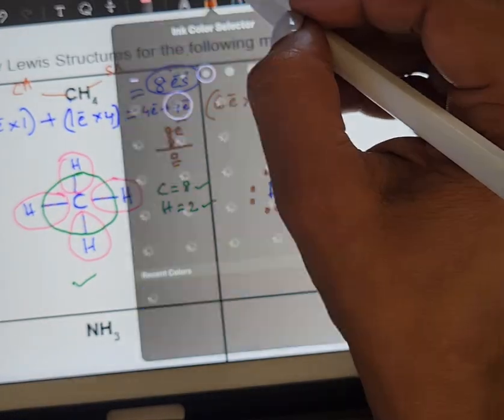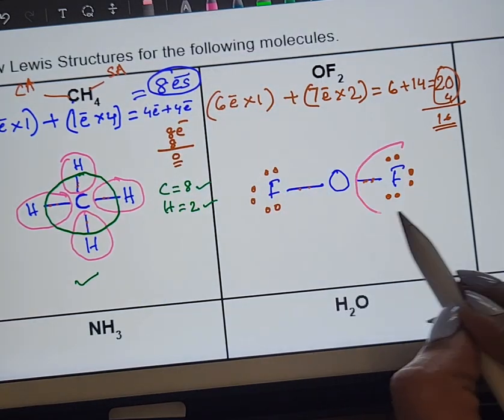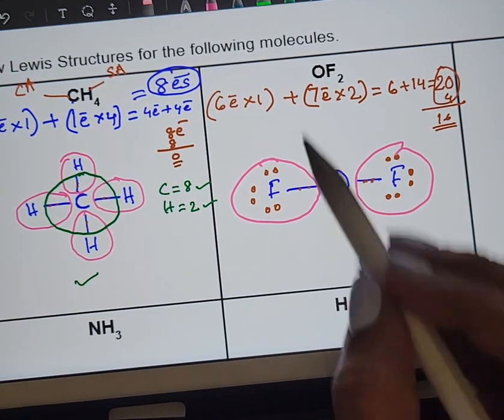Check whether all the atoms are happy or not. I'm going to check it. This fluorine is happy because it has 8 electrons. This one is also happy. But look at oxygen.